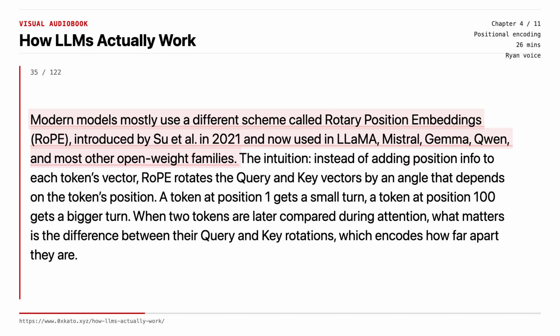Modern models mostly use a different scheme called rotary position embeddings, RoPE, introduced by Su et al. in 2021 and now used in Llama, Mistral, Gemma, Qwen, and most other open-weight families. The intuition: instead of adding position info to each token's vector, RoPE rotates the query and key vectors by an angle that depends on the token's position. A token at position 1 gets a small turn. A token at position 100 gets a bigger turn. When two tokens are later compared during attention, what matters is the difference between their query and key rotations, which encodes how far apart they are.